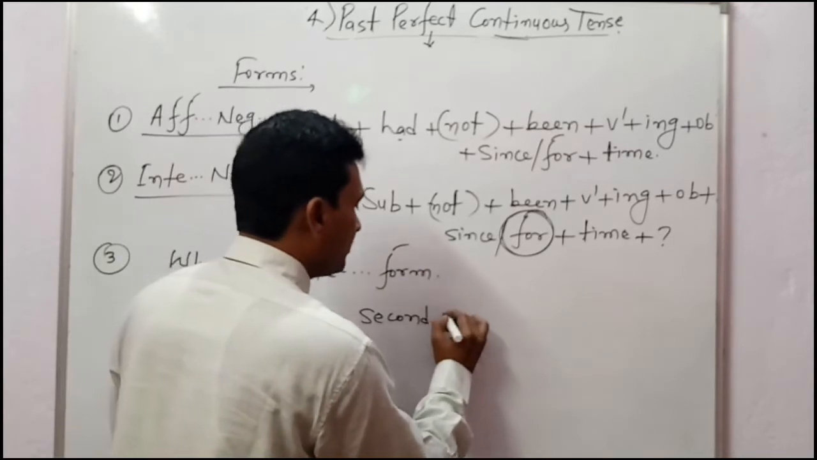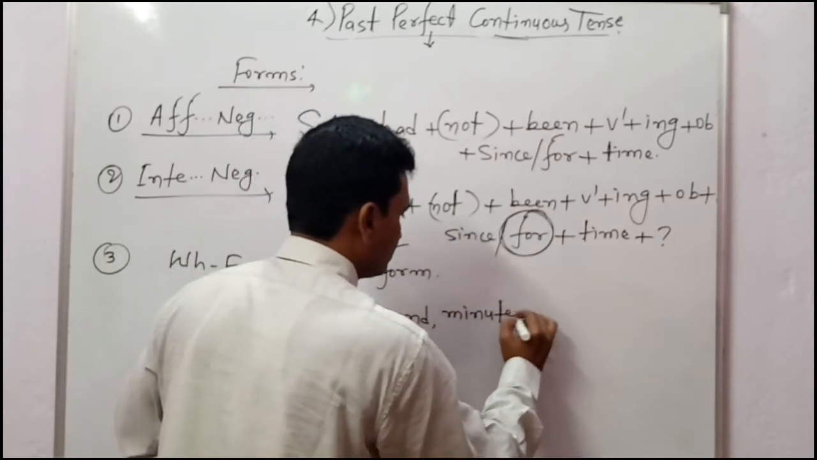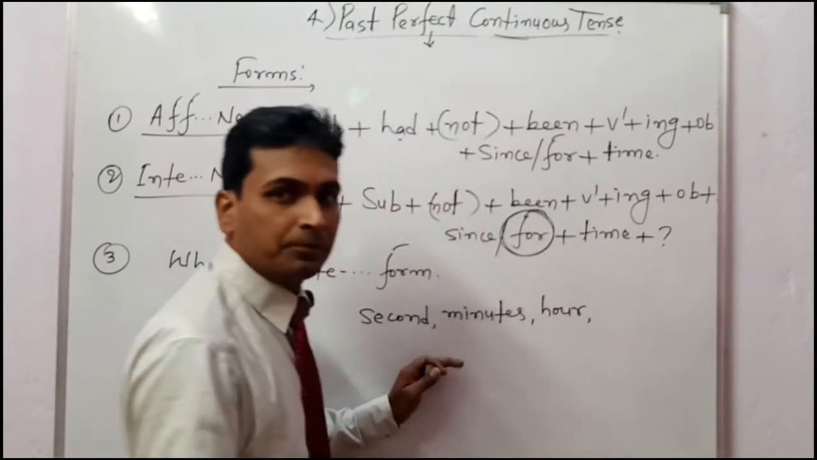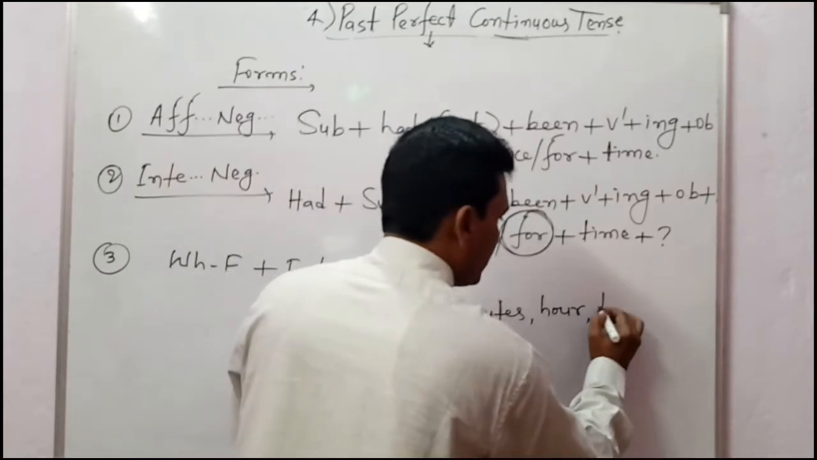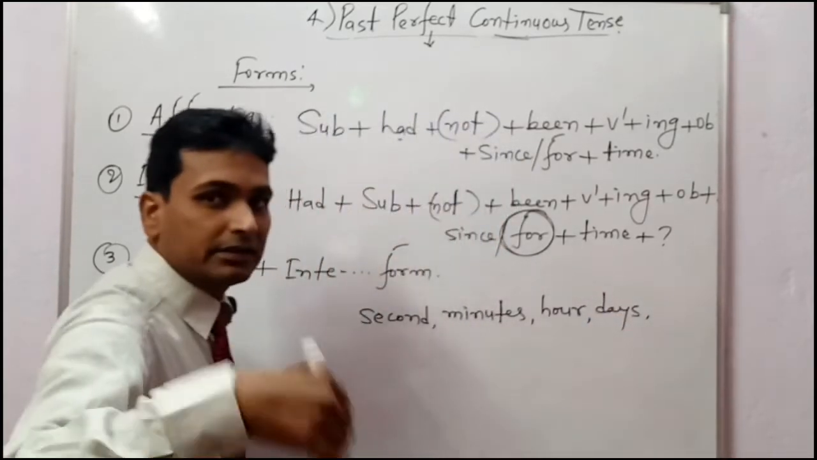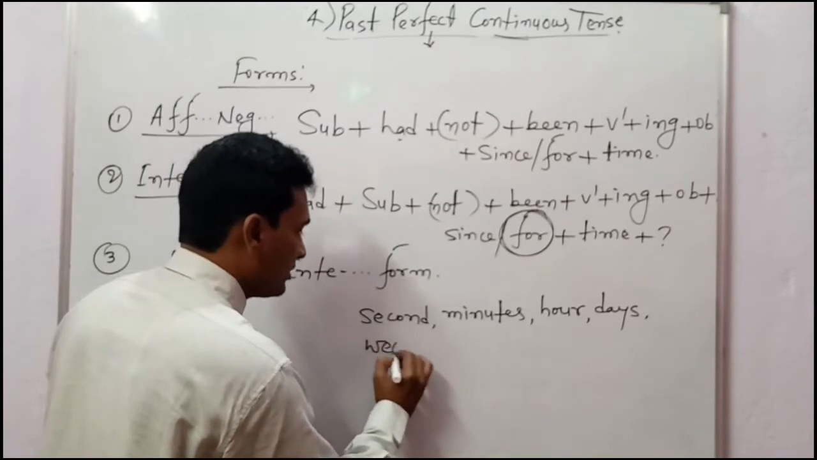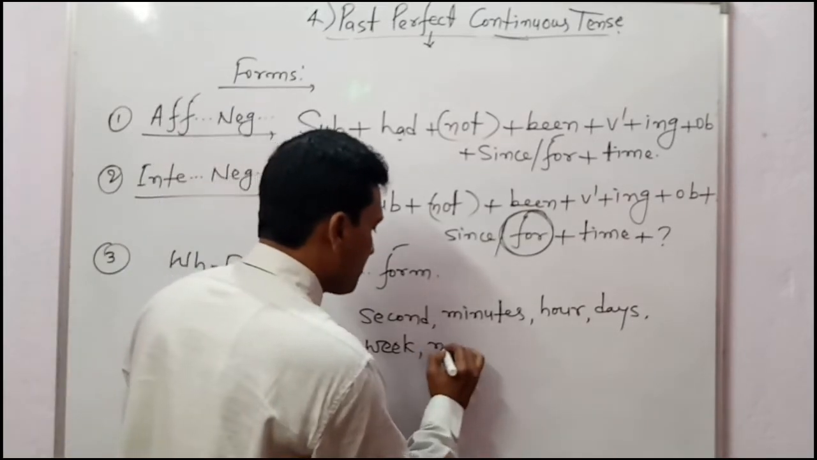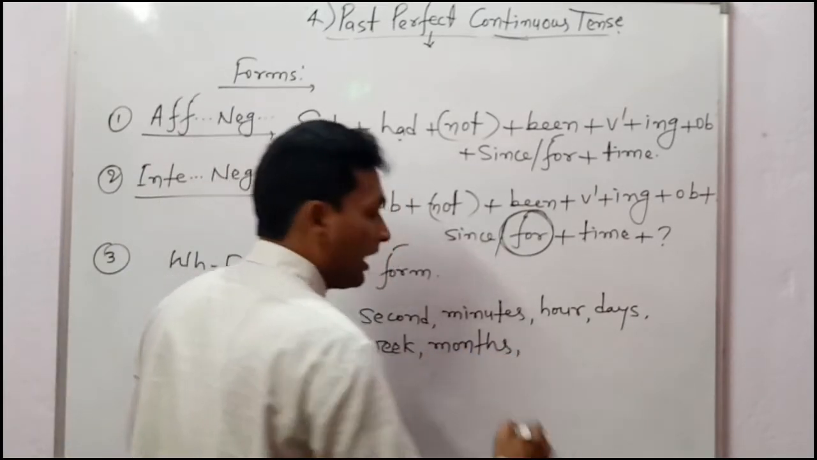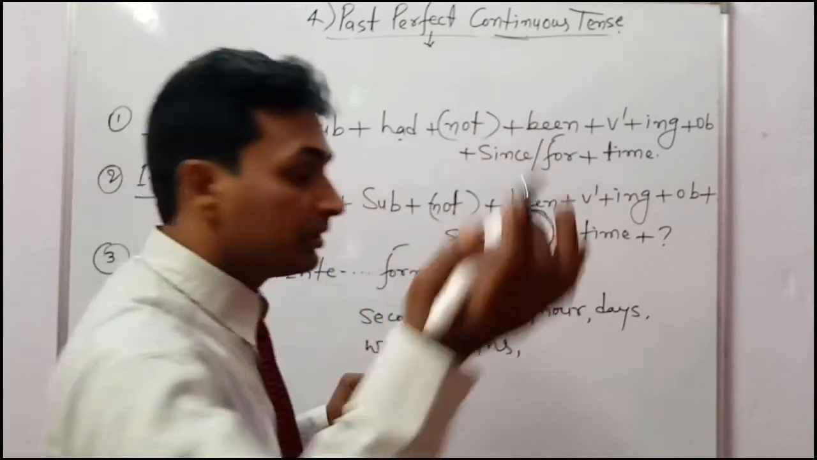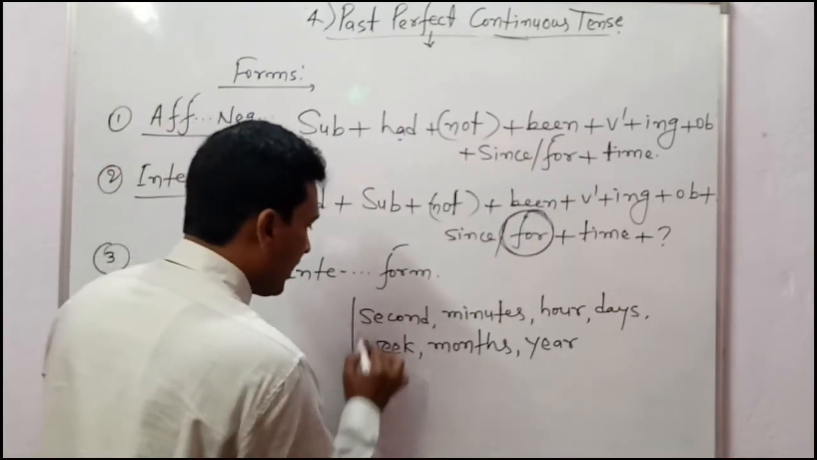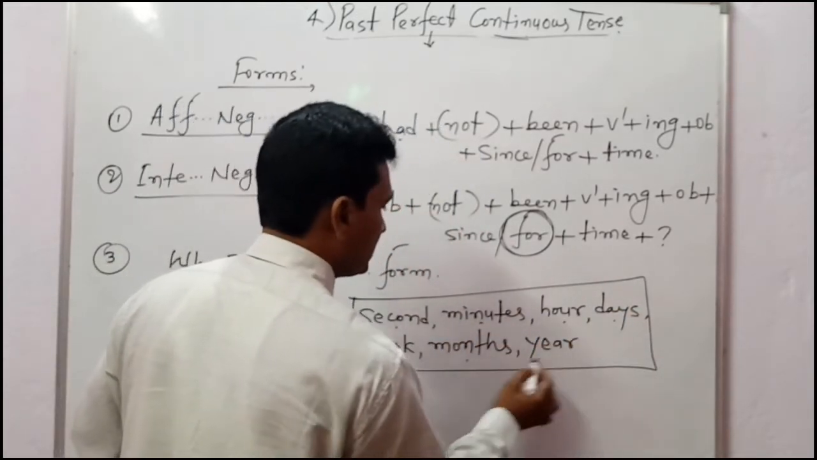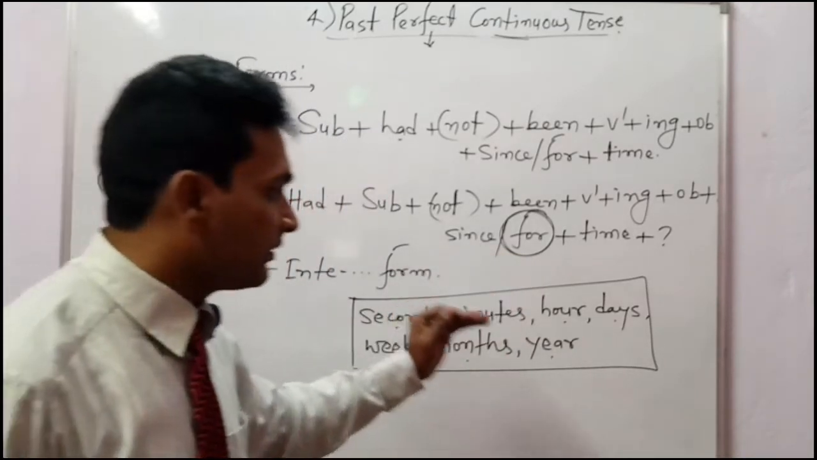So second plus second, it becomes what? Minutes. Minutes plus minutes, it becomes what? Hour, right? Hour plus hour, it becomes what? Days, right? Days plus days, it becomes what? It becomes week, right? Week plus week, it becomes what? That becomes months, right? And months plus months, it becomes what? It becomes year. So students, here I have done 7 words. Let me count: 1, 2, 3, 4, 5, 6 and 7. So students, these are the 7 words.